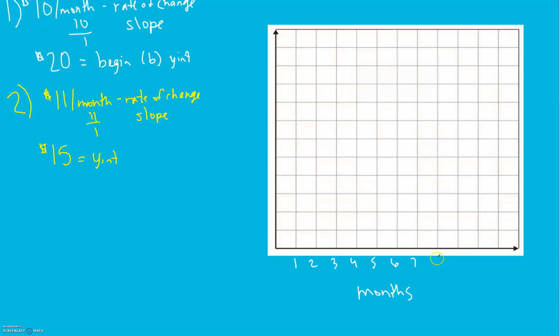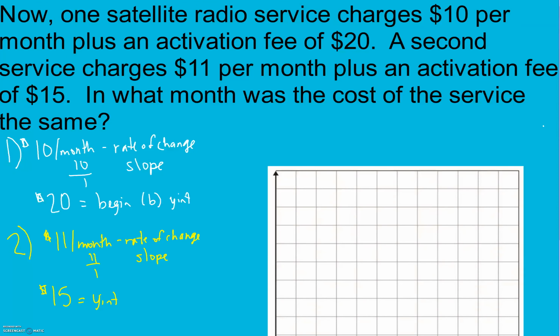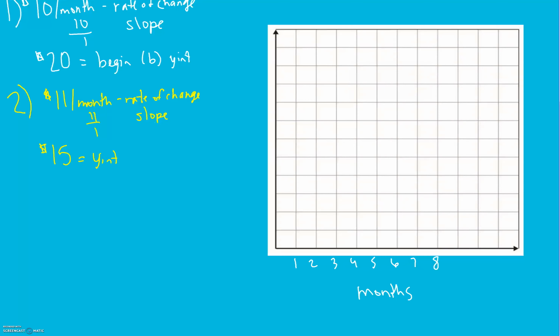Also, it asks after how many months is the cost the same. In what month was the cost the same? So we're looking for months. On the side, I'm dealing with cost. And here, I'm going to go by tens. I have 10, 20, 11, and 15. So I'm going to go by tens. I can fit up to 120 here. I did just put the first quadrant because we are dealing with costs and subscriptions and things that start at 0. We can't have negative months of subscription. So I'm going to label my axis here.